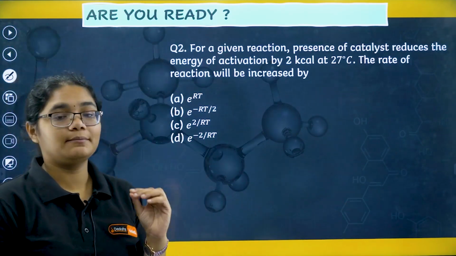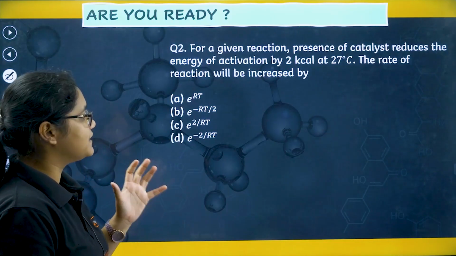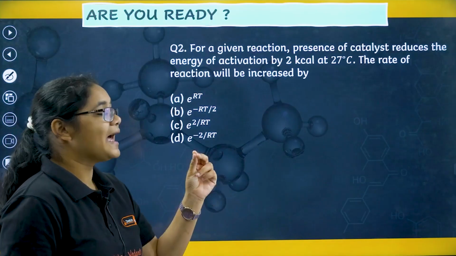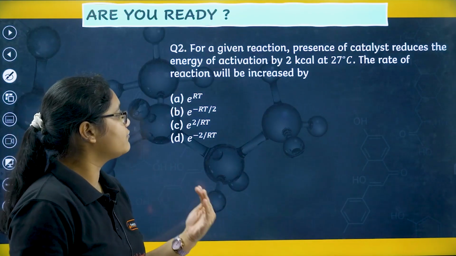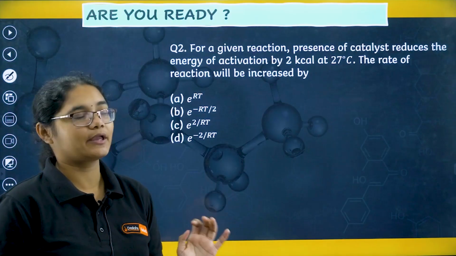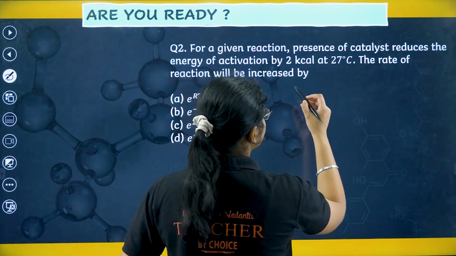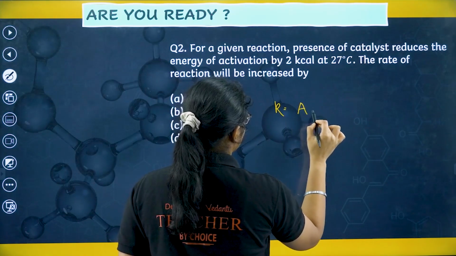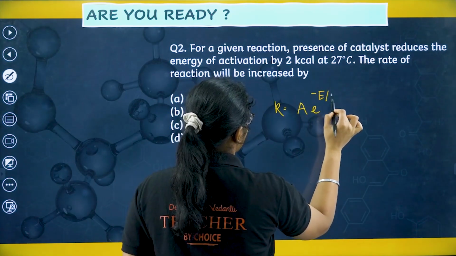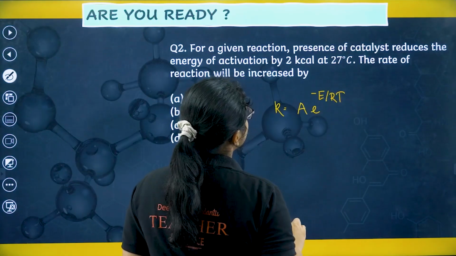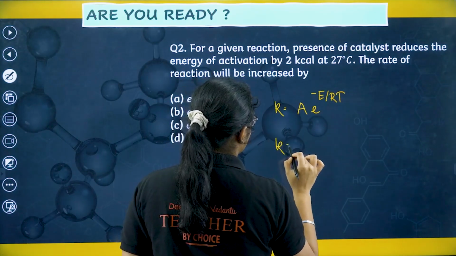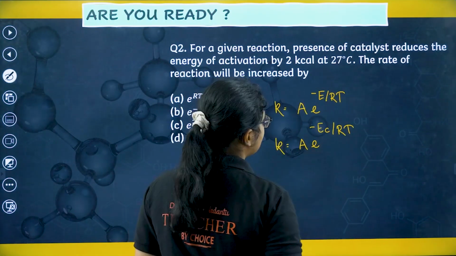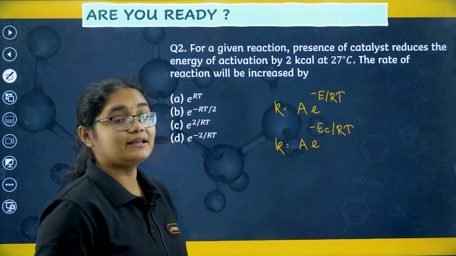Next, we'll move to question number 2 here. For a given reaction, the presence of a catalyst reduces the energy of activation by 2 kilocalorie at 27 degrees Celsius. The rate of the reaction will be increased by, okay. So let us see here. Suppose for one reaction, K is equal to A into e to the power of minus E by RT. Next, you have the catalyzed reaction. The rate of the reaction will increase by.